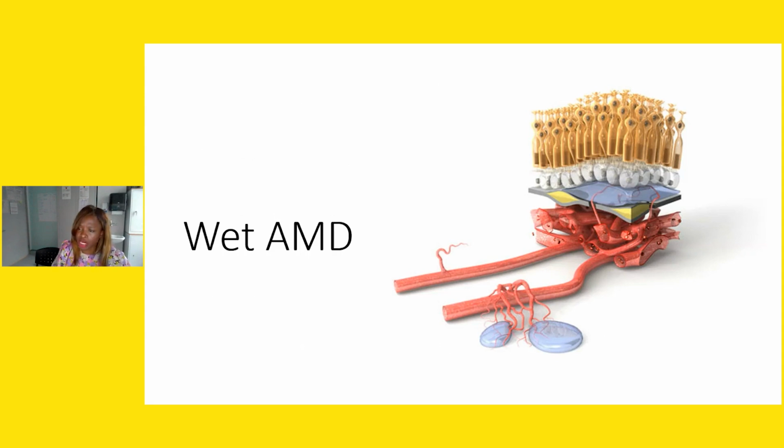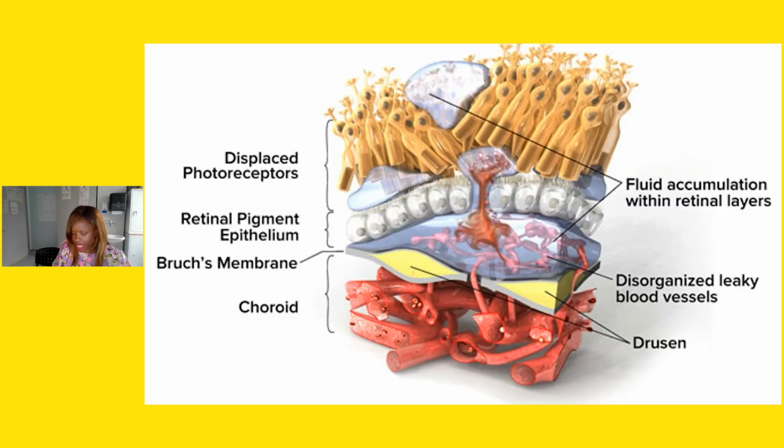And that can cause blurred vision, straight lines appearing bent, so distorted, and just general blurriness. These leaky blood vessels, as I said, cause disorganization, and that's what's highlighted here. And if this is not treated promptly, this can lead to scarring and shrinkage of the photoreceptors and irreversible central vision loss within months to a few years.